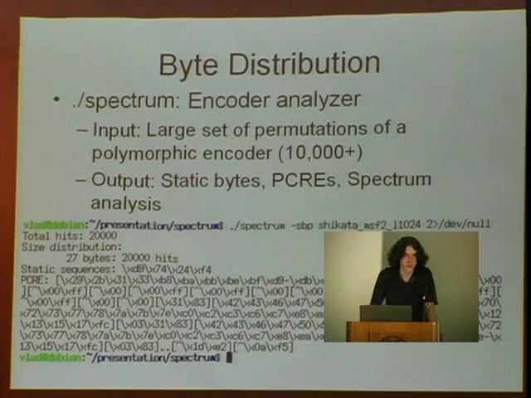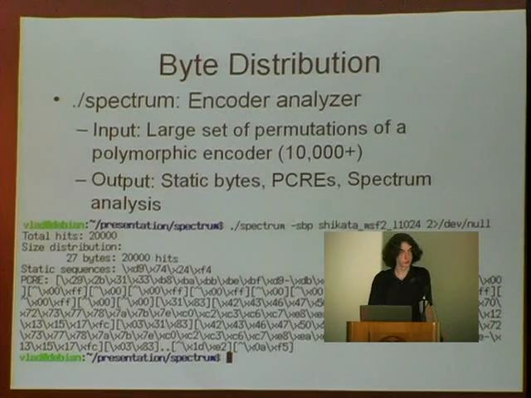To look at this, I built a small program which I've included in the code.tar.gz file for this presentation. It's essentially a polymorphic encoder analyzer. It's just a very simple program. The input is a large set of polymorphic encoders. So, for example, with Shikata Ga Nai, you get tens of thousands of possible permutations of this encoder, and you just put them all in a file.